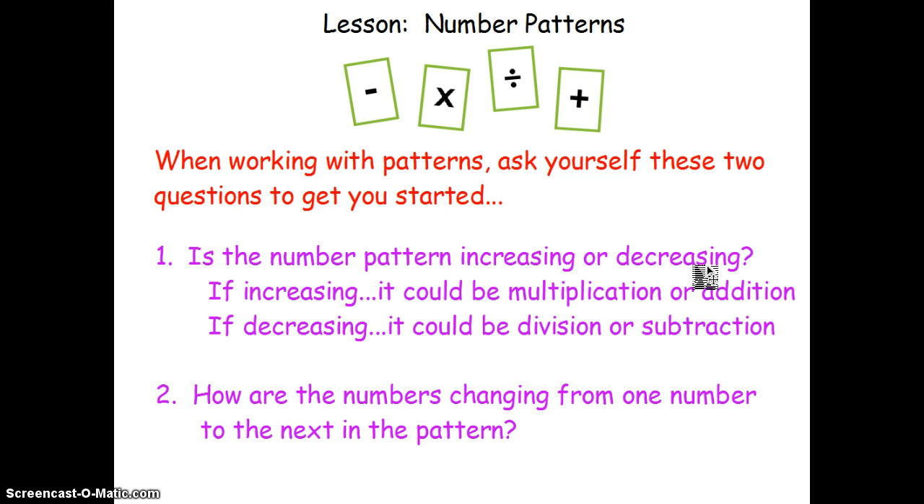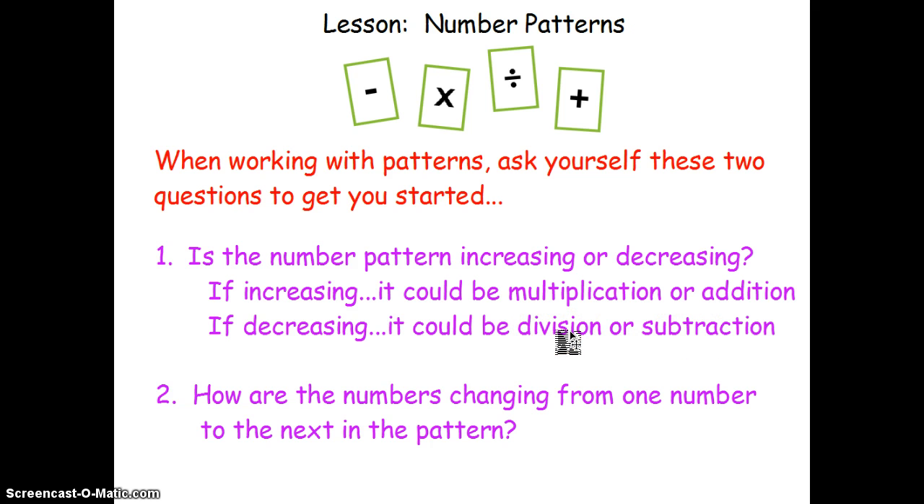So first you want to look at the sequence of numbers and ask yourself, okay, are they getting bigger, which means they're increasing, or are they getting smaller, which means they're decreasing? If they're increasing, well then we have to ask ourselves, how are they increasing? Are they increasing by operations like multiplication and addition? Or if they're decreasing, are they decreasing by division or subtraction?